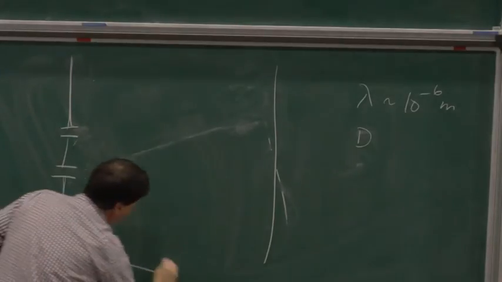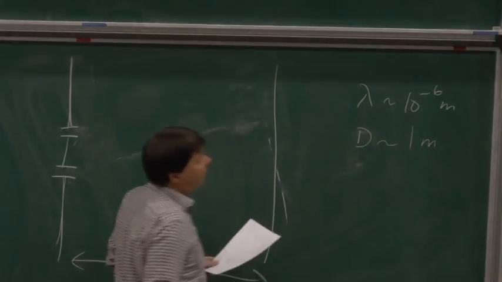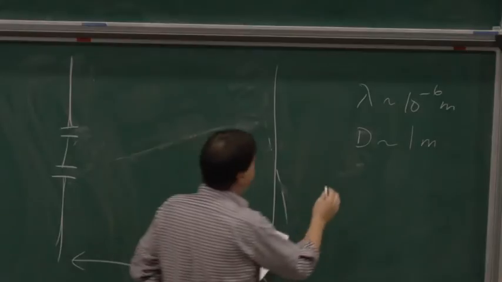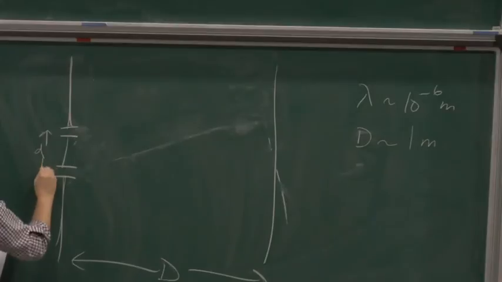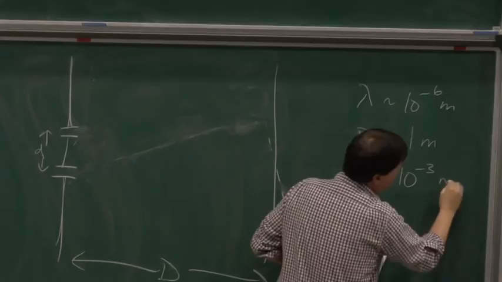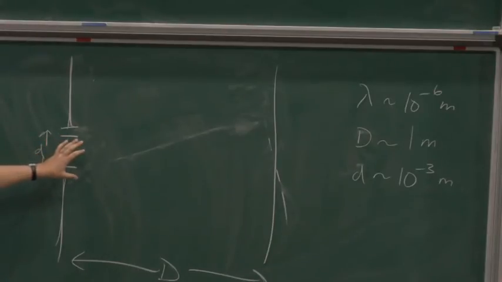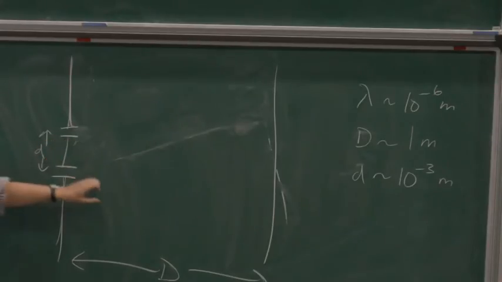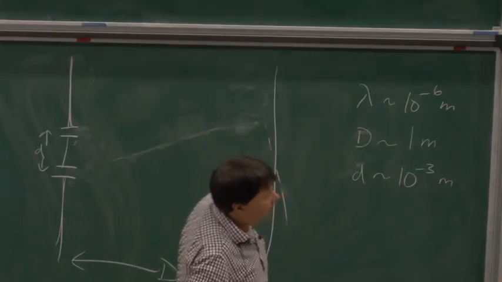And here's my distance screen, D. Typically, that distance is of the order of a metre. Typically, my slit separation, small d, the centre to centre of each slit, might be something like 10 to the minus 4, 5 times 10 to the minus 4. But for those of you who've done it in the lab, this is very typical. You shine a red laser on two slits, your screen is about a metre away, your slits are about 10 to the minus 3.